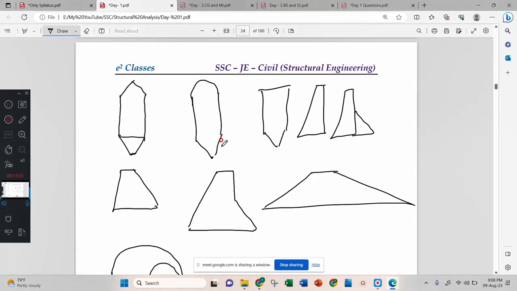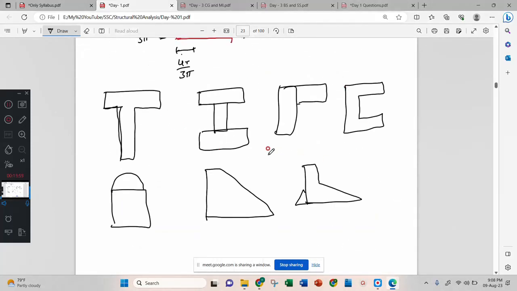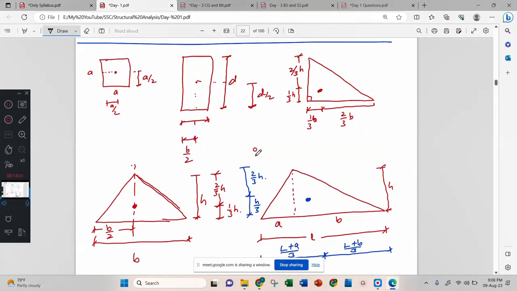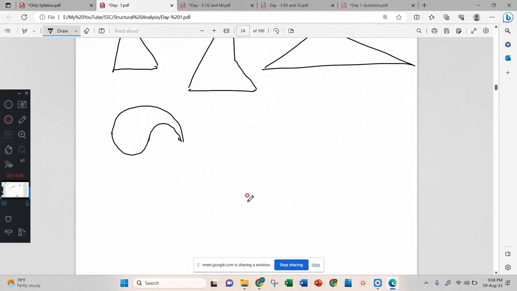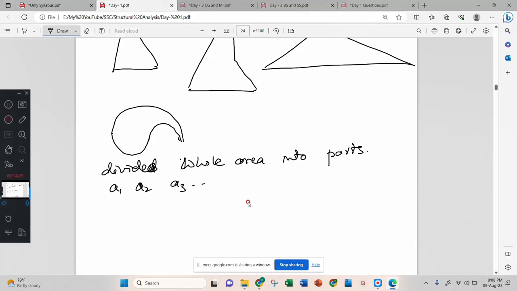Like that we have many shapes which are composed of simple sections. For them, what do you need to do? Divide the whole area into parts, then call them A1, A2, A3 as areas, and Y1, Y2, Y3 as the local perpendicular distances, or CG distances, in the Y direction and in the X direction.